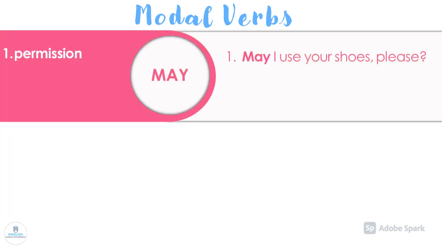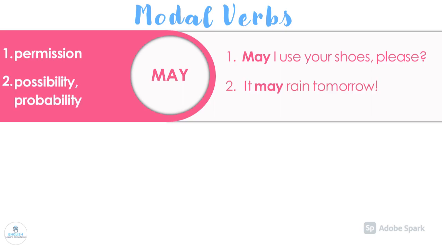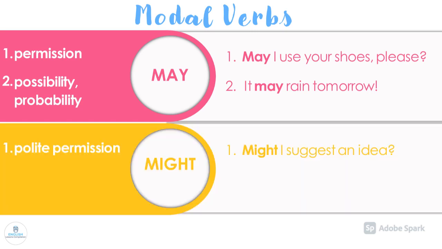The next one is may. May expresses permission. Example: may I use your shoes, please? May also expresses a strong possibility or probability. Example: it may rain tomorrow.